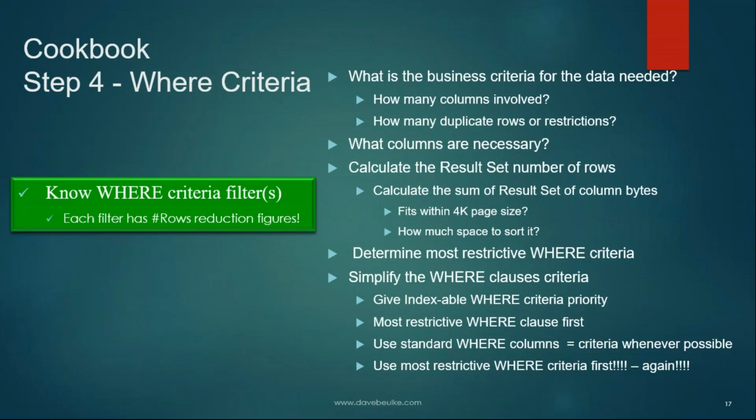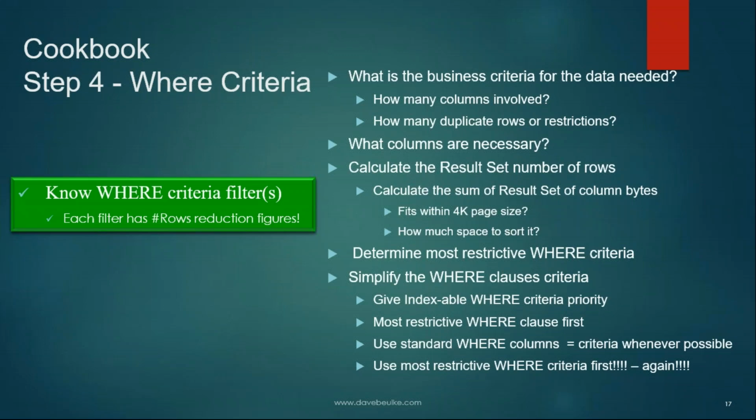You want to make sure that you understand and they understand that you want to get to a situation where you give them valuable data, and giving them counts of situations and counts of various business criteria is usually much better than giving them the detail of that information. But if they want the detail, you need to understand what columns are absolutely necessary, and if and how you can fit that on a 4K page, because that's your optimum sort type of situation.